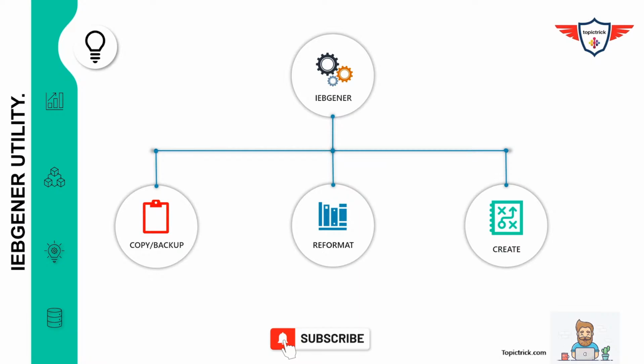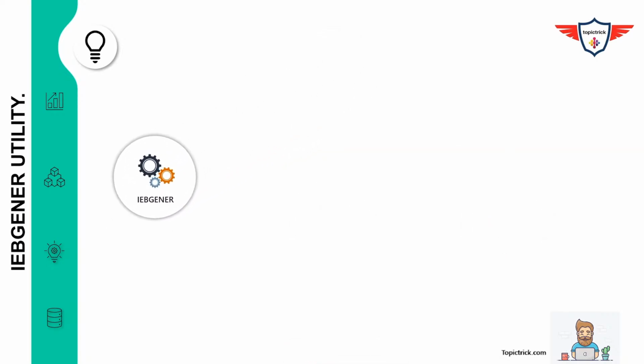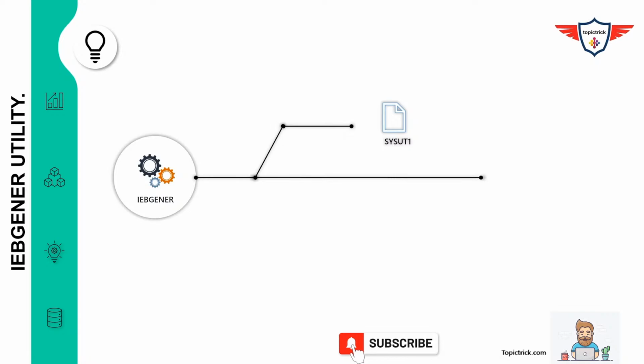Now let's understand what the different DD statements required by the IEBGENER utility are. There are four different DD statements. The first one is SYSUT1, and it is used to specify the input file. The second DD statement is SYSUT2, and it is used to specify the output file. The third one is SYSPRINT, an output message file. The last one is SYSIN, and it is used to specify the control parameters. And if you do not want to use a control statement, the SYSIN DD statement is still required, so you must code it as a dummy dataset.